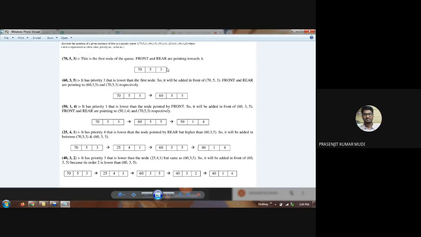If you implement this priority queue using linked list, you have to consider another part along with these three, that is the linker part. I have not shown this here, but actually the linker part is there if you use a linked list.